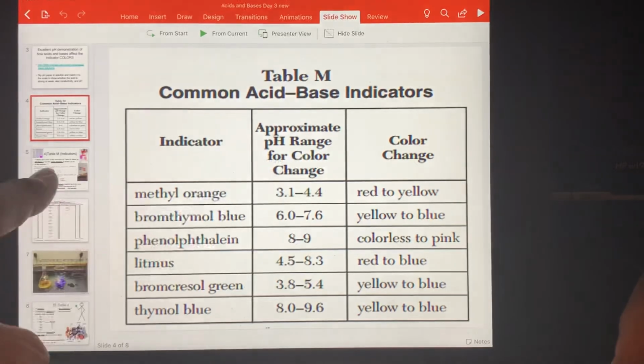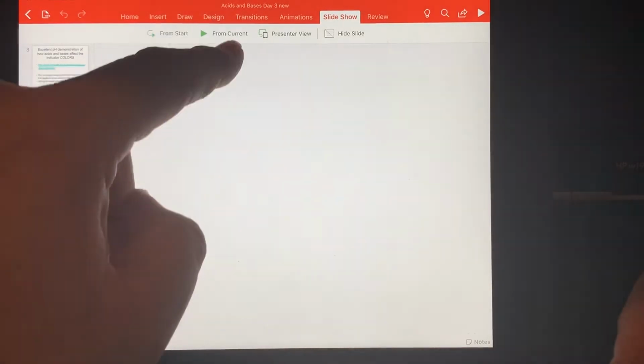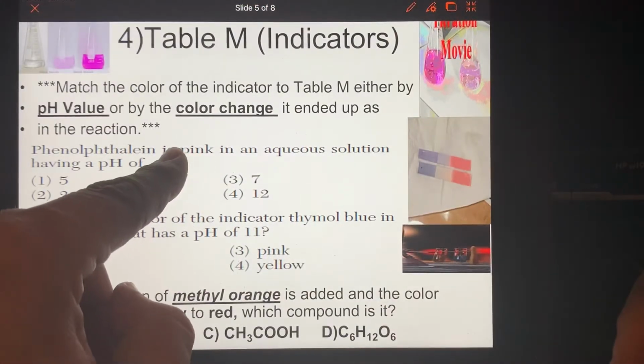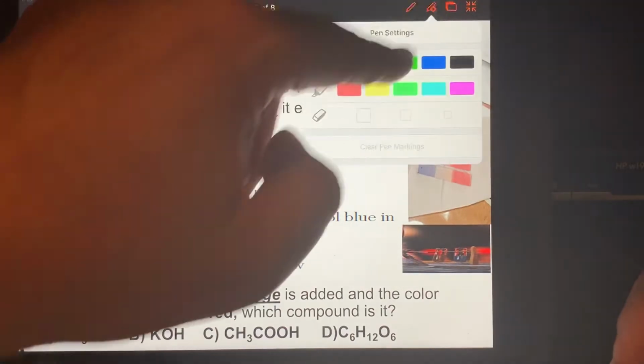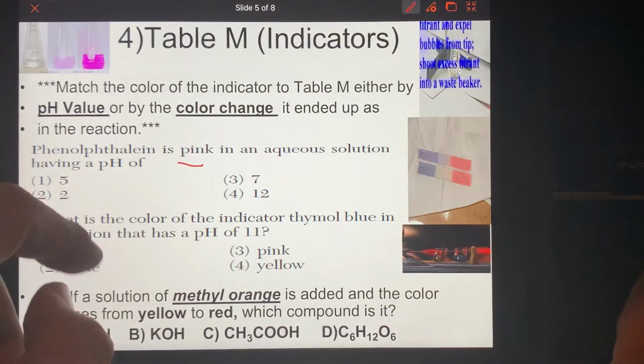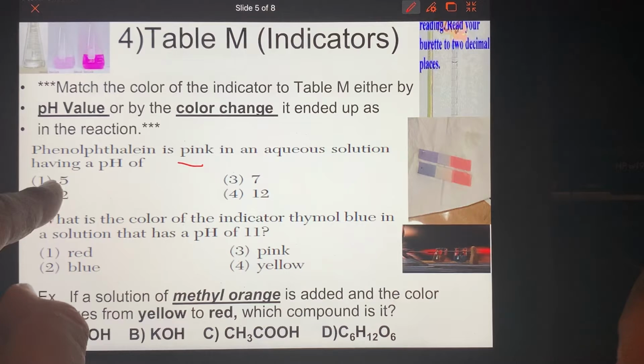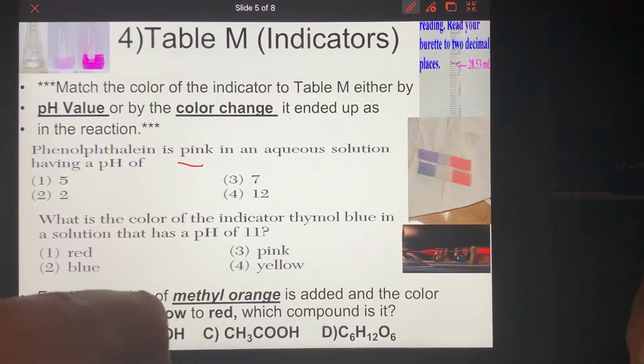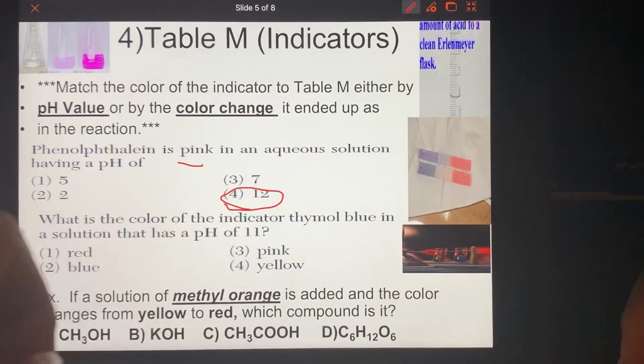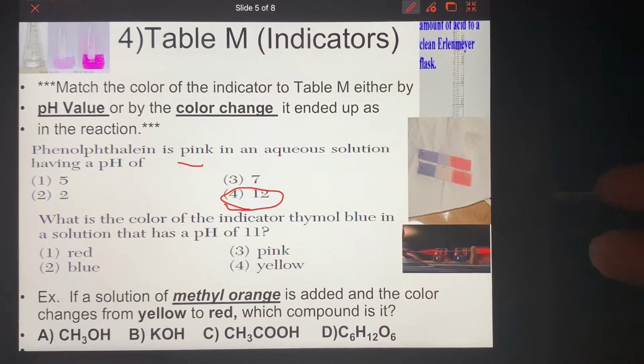So let's go back to the question. The phenolphthalein is pink here, having a pH above 9. Well, who's above 9 here? That's right. Number 4, 12 is, because anything above 9 is a base. That will make it turn pink.